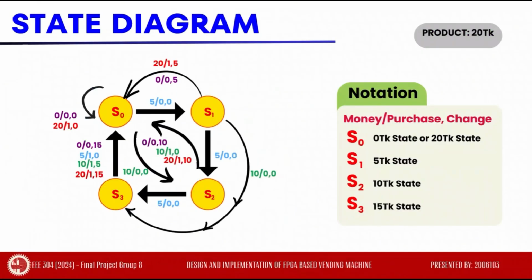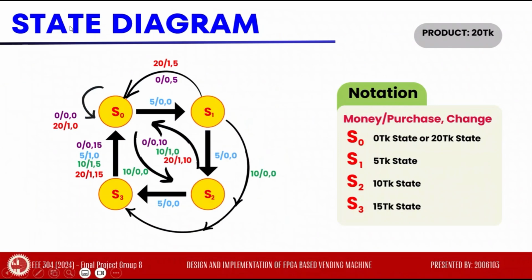Here I will present the state diagram for our vending machine project specifically tailored for a product priced at 20 taka. This diagram provides a clear visualization of the states and transitions within the machine's operation. We can see the diagram consists of four states represented as S0, S1, S2 and S3. S0 represents the starting state where no money is inserted or the product is purchased. S1, S2 and S3 correspond to accumulating 5, 10 and 15 taka respectively.